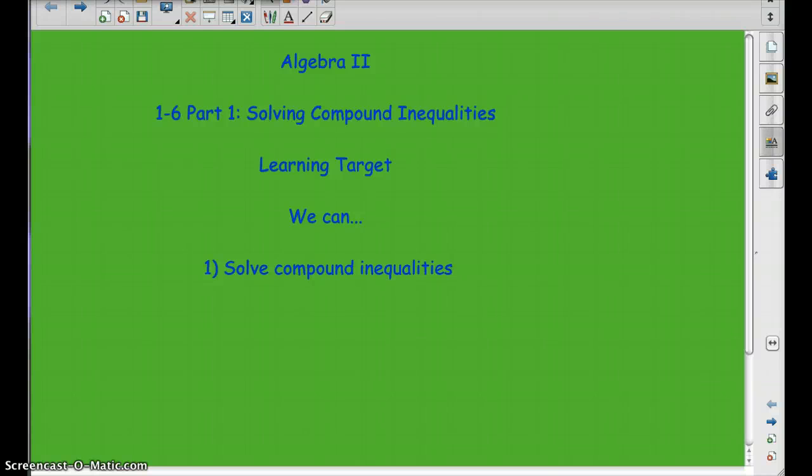Hello, Algebra 2 students. We are going to split this section 1-6 into two videos. So the first part, we're going to be able to solve compound inequalities.